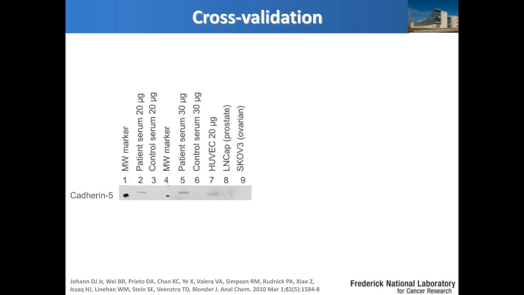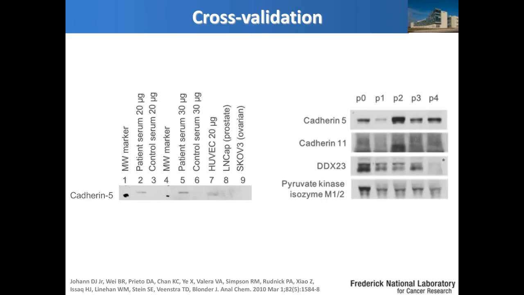Then we did the Western blot analysis. We loaded 20 micrograms of patient serum and control serum, and you can see the Western shows that it's only in patient serum. We loaded 30 micrograms, and the signal increased. Our positive control was HUVEC cells where cadherin 5 is constitutively expressed, and then we used cell lines of prostate and ovarian cancer, and that protein was not present there. Then further, we used serum from 4 other patients diagnosed with renal cell carcinoma, and out of those 8 proteins, we were able to show that 4 of them are present in all other sera.